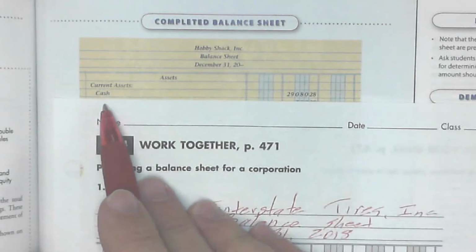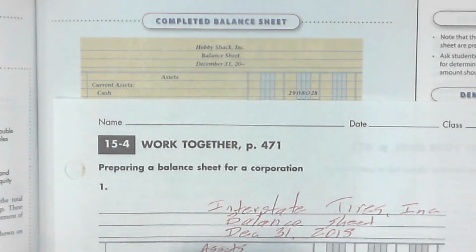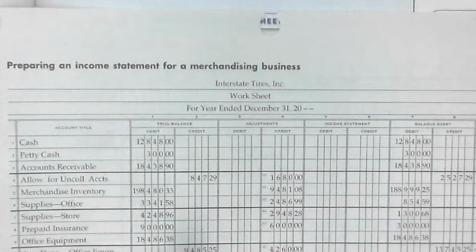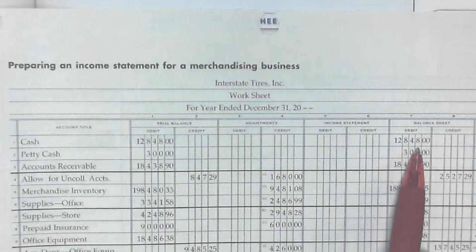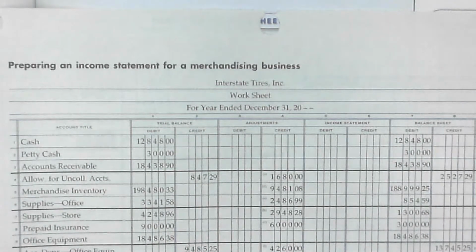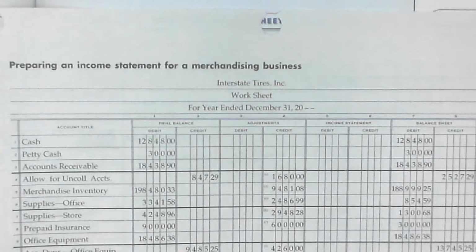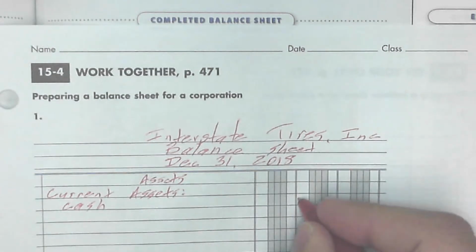Okay, so we say our first item, cash. Cash is an asset. So we'll write cash on here. It's going to go in the second column. And see on your worksheet, cash, $12,848. So we're going to use the balance statement columns for this one. So cash, $12,848. That goes here in this middle column.